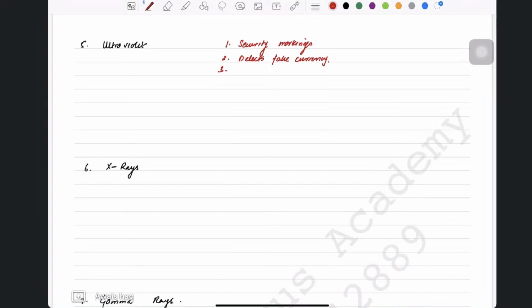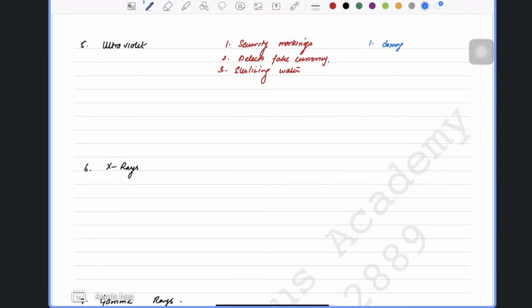Then it can also be used in sterilizing water, because it kills a lot of germs. But it has some bad parts about it as well. First of all, it can cause damage to surface cells, usually skin, right?